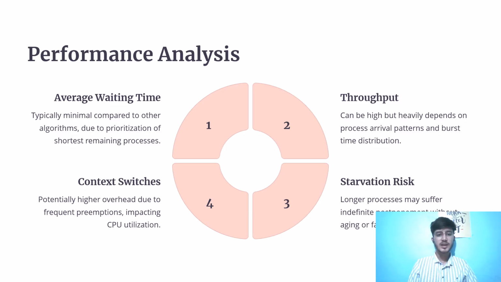Performance analysis. Average waiting time is typically minimal compared to other algorithms due to prioritization of the shortest remaining processes. Throughput can be high, but heavily depends on process arrival patterns and burst time distribution. Context switches: potentially higher overhead due to frequent preemptions, impacting CPU utilization. Then starvation risk: the longer the process, the longer it suffers.